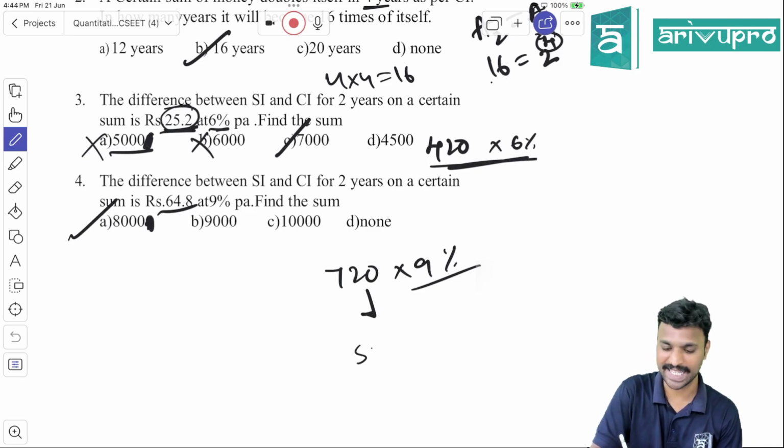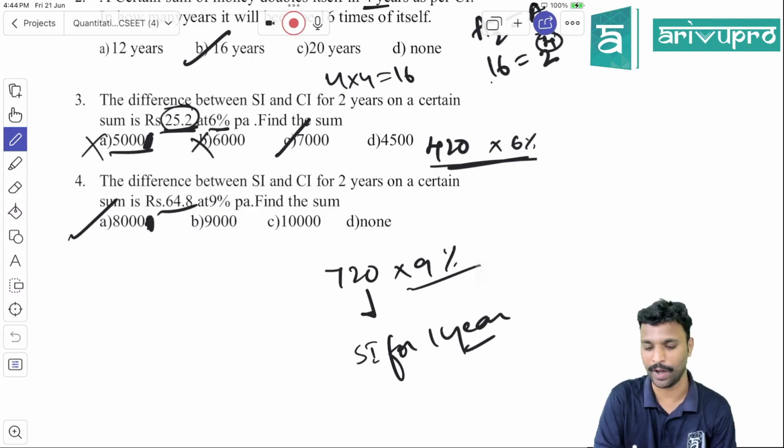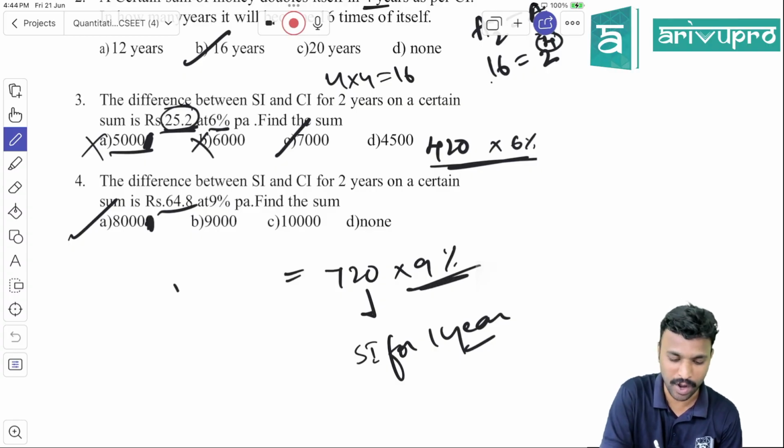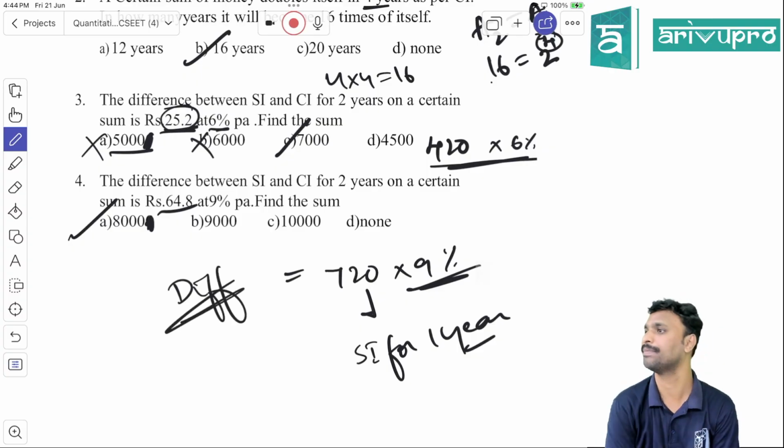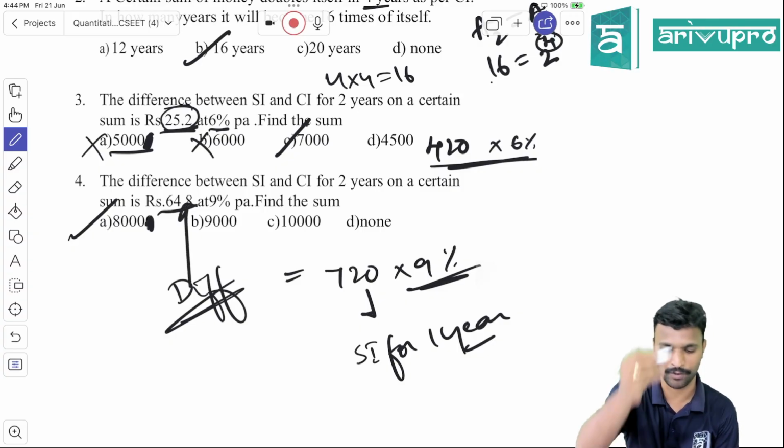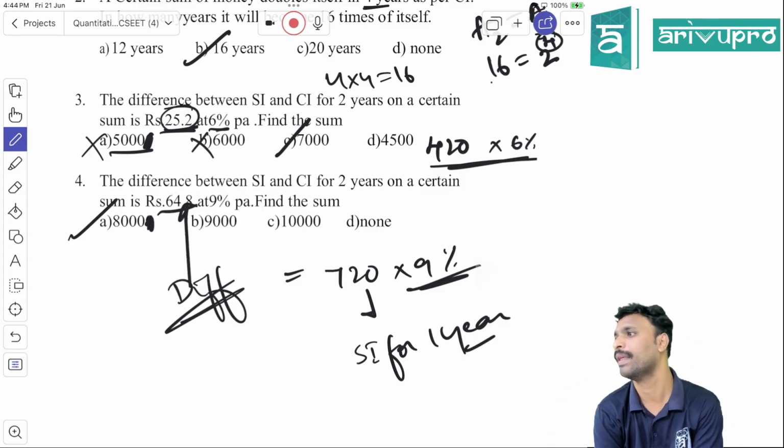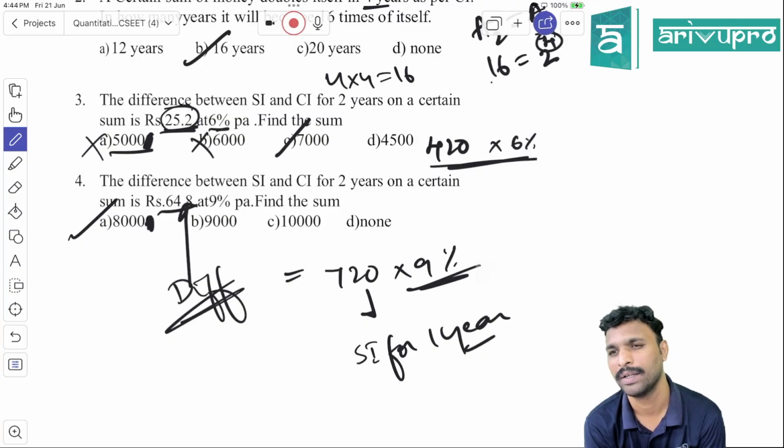What is this 720? Tell me. SI for 1 year into rate of interest, what is the difference? What is the difference? 64.8.